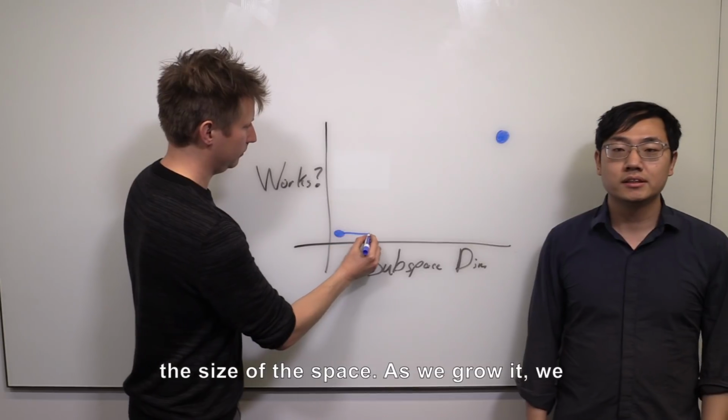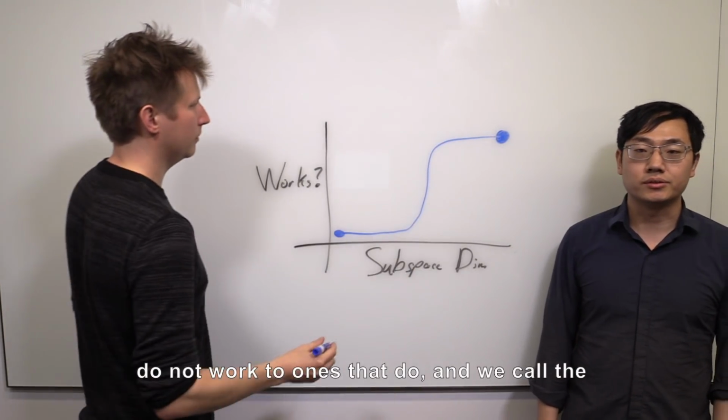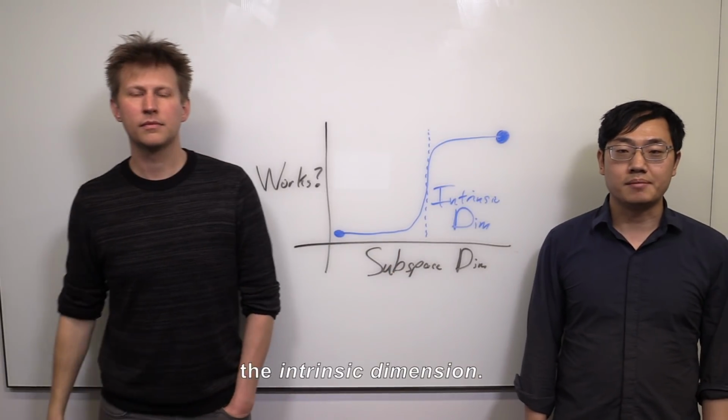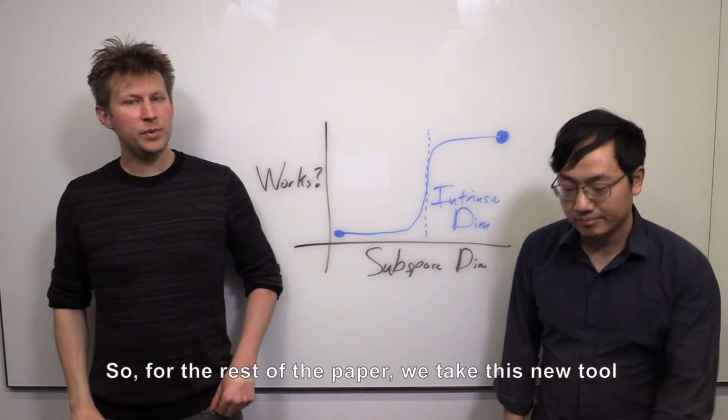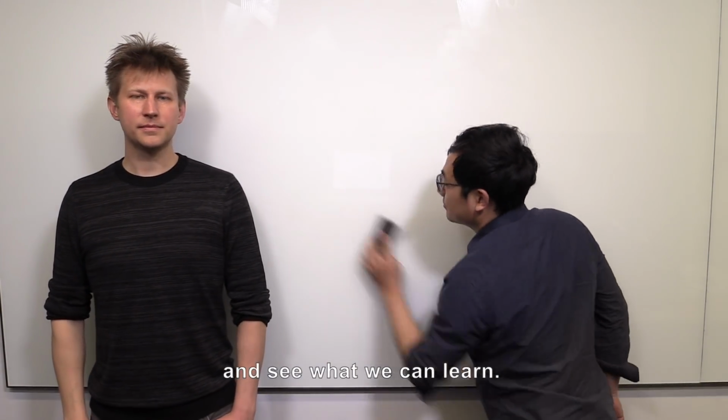As we grow it, we generally observe a transition from networks that do not work to the ones that do. And we call the dimension at which this occurs the intrinsic dimension. So, for the rest of this paper, we take this new tool around, and we use it to measure a lot of networks and see what we can learn.